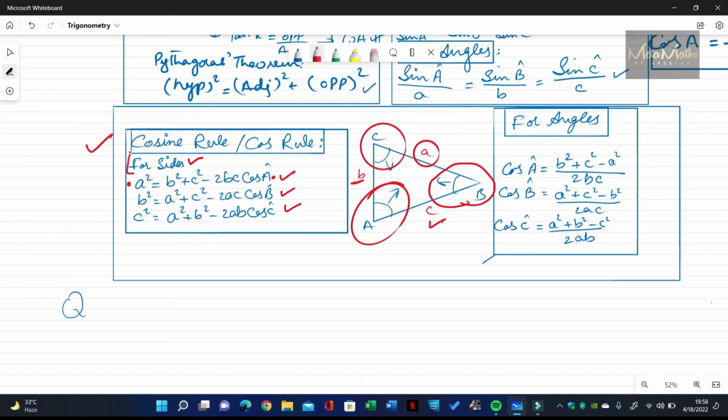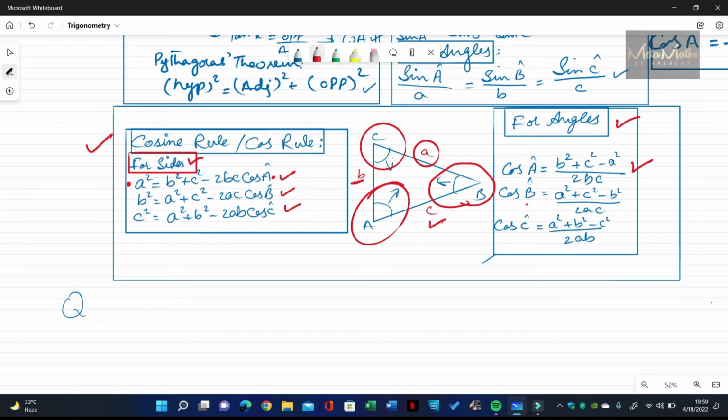If you need to find the side with the help of cos rule, I will tell you when to apply sine rule and when to apply cos rule. But if you need to find angles, you can use the same formula as well, but the formula is changed. You can apply this one directly. Cos A is equal to b square plus c square minus a square over 2bc, and cos B is equal to a square plus c square minus b square over 2ac, and cos C is equal to a square plus b square minus c square over 2ab.